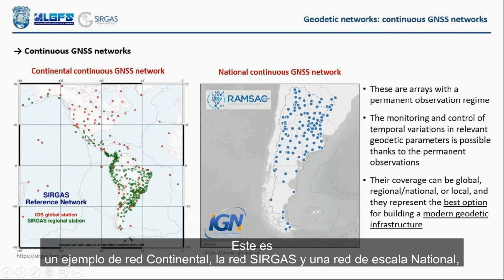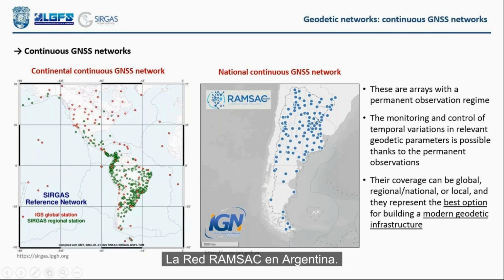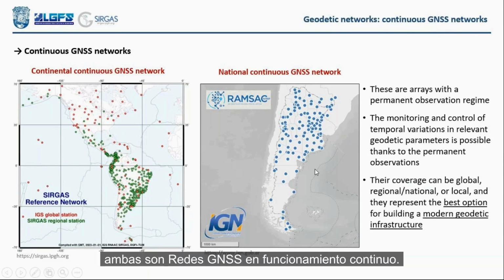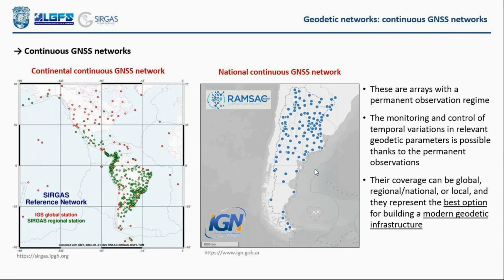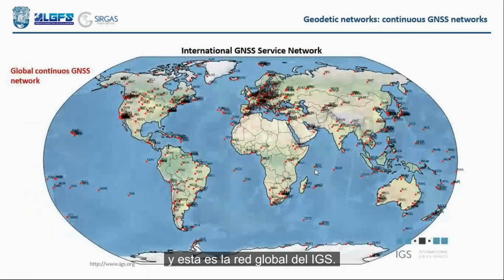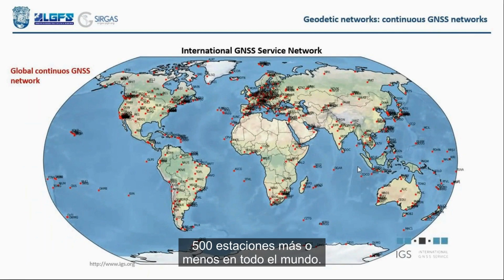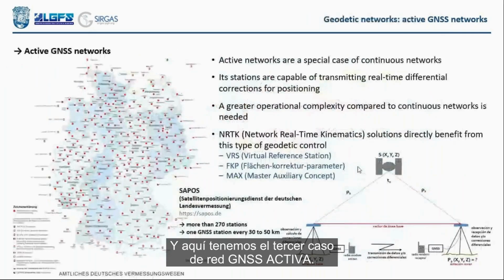This is the SIRGAS-CON network, and here a national one, the RAMSAC network in Argentina. Continuously operating network, GNSS continuously operating network. And the third, here's the global network of the IGS, 500 more or less stations worldwide. And here we have the third case of GNSS network, the active one.